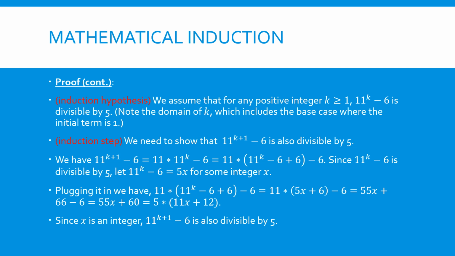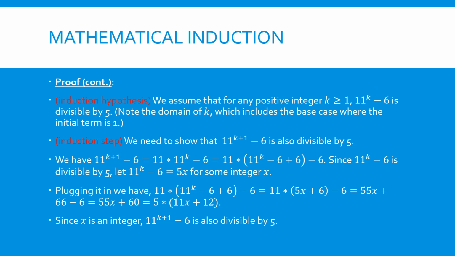Then, we will make the induction hypothesis. We assume that for any positive integer k larger than or equal to 1, 11^k - 6 is divisible by 5. Note that the smallest value k can take is 1, which covers the base case we just proved. Then, we need to show that 11^(k+1) - 6 is also divisible by 5 in the induction step.